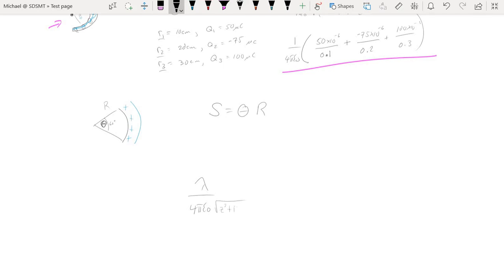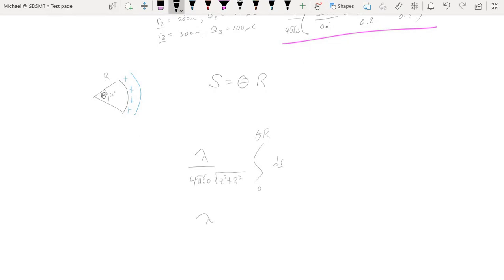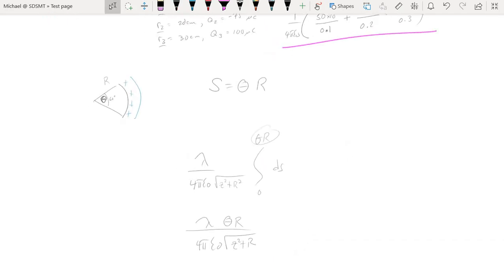It's z squared r squared, 0 to pi, r ds, and so that's going to collapse down to z squared r squared theta r. And from there we would just have to plug in an r value and a theta value, and then we say, well, z is equal to 0, because we're looking at a point that would be right in the center of that circular segment. We're not actually above it in any way. And so now we would get lambda theta r over 4 pi epsilon. Since z goes to 0, we just get r. We lose the r's.